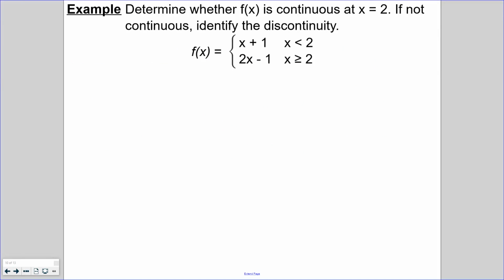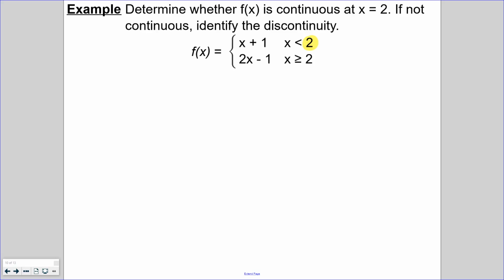Alright, so for our first example here, we want to determine whether f of x is continuous at x equals 2, and if it's not continuous, identify the discontinuity. And we're given a piecewise function here. We're given f of x is equal to x plus 1 for all the x values that are less than 2, and 2x minus 1 when all the x values are greater than 2.